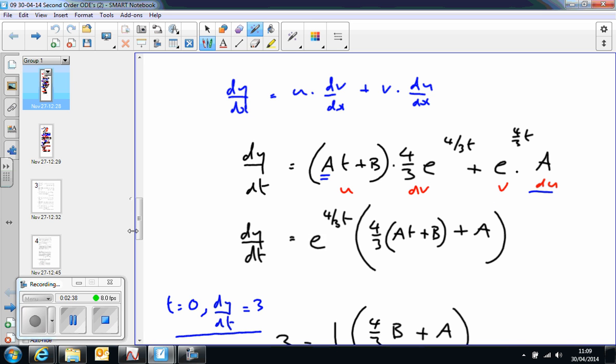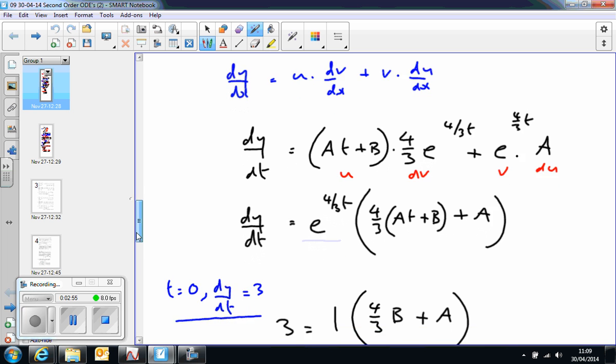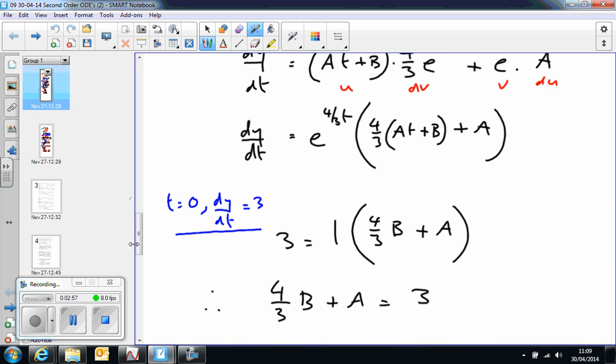We can tidy up. Often, when you've got exponential functions there, they can come outside the bracket because they don't change. So bringing e to the 4 thirds t outside the bracket, we're left with this. Just check you see the algebra as we're going through this, that's the important thing. And so now we've got the initial condition that when t equals 0, the differential is 3. So that means this disappears because t is 0, and this bit disappears because t is 0. So we're left with 3 equals 1 times 4 thirds of b plus a.